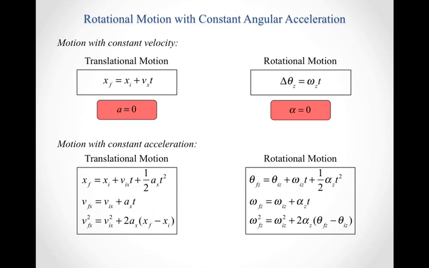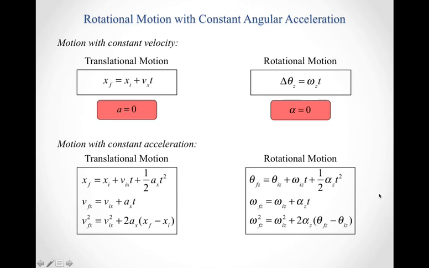Again, for rotational motion, it works out that there's a set of three very similar equations. And so again, we've changed the x's to thetas, we've changed the v's to omegas, we've changed the a to alpha, and again, instead of this being motion in the x direction, this is now rotation about the z-axis. So we've changed our subscripts as well.